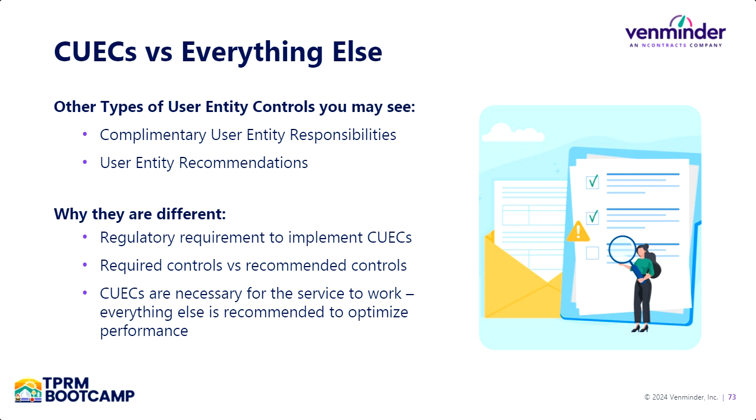A complementary user entity control is a required control in order for the product or service and security controls of the vendor to operate effectively. A responsibility or anything that is not named as a CUEC or as a required control are recommended controls to help make the product or service work optimally to give you the best experience. So you just want to make sure that you're understanding the difference.